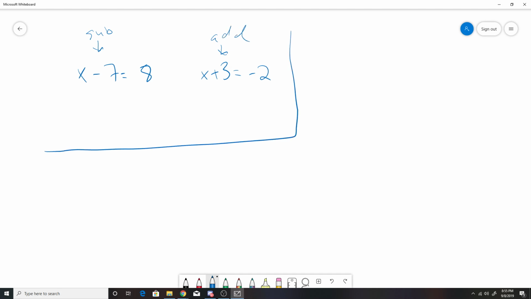So we might have x minus 7 equals 8. We might have a little subtracting. We might have a little addition, x plus 3 equals negative 2. We just did one of those. So these are like pairs. These go together, right? Then what other kind of opposites might we see? We might see some multiplication. Well, 3x equals 18. We got some multiplication. We might see some division.